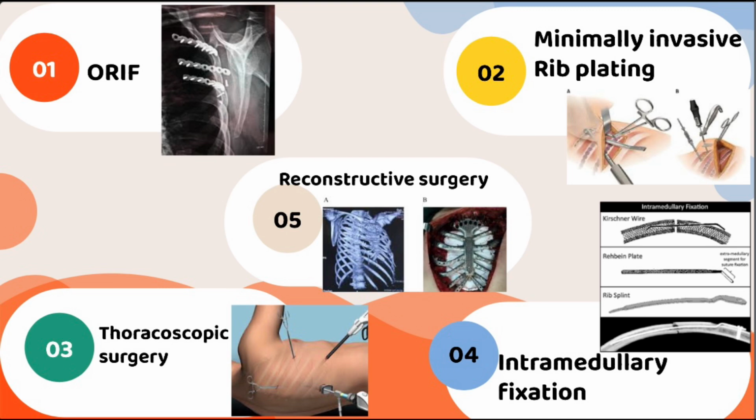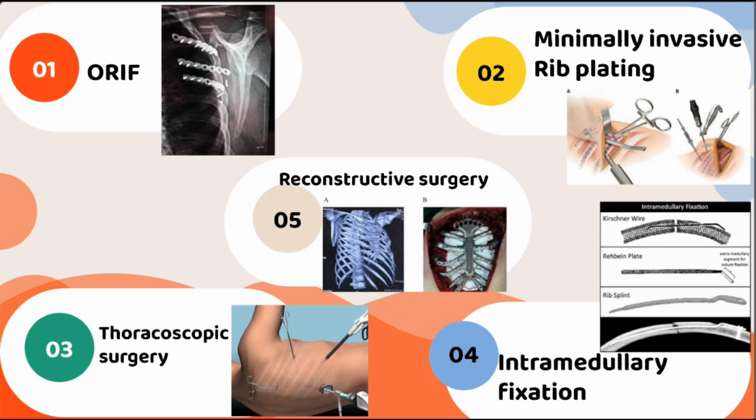Thoracoscopic surgery is a surgery where small incisions are made and a camera is inserted into the chest cavity. They use specialized tools to reposition and stabilize the fractured rib with plates or screws. When the instruments are removed, the incisions are closed. The next surgery is intramedullary fixation, where small incisions are made near the fractured rib, and a guide wire is inserted into the medullary canal of the fractured rib. Titanium or a polymer rod is inserted to stabilize the rib and maintain alignment. Then the incisions are closed.